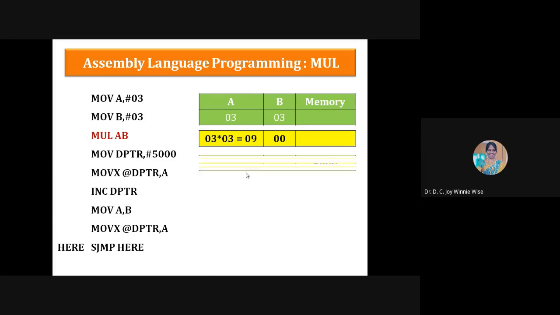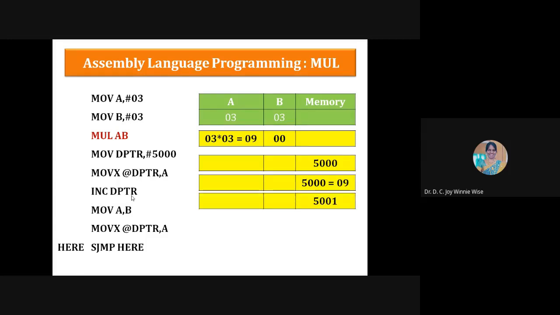Next one is initializing the DPTR with the memory location 5000. Then MOVX @DPTR, A: the content of the accumulator is transferred to the memory. So 5000 equals 09; 09 is transferred to 5000. What next I'm doing is incrementing the DPTR, so this DPTR register becomes 5001.